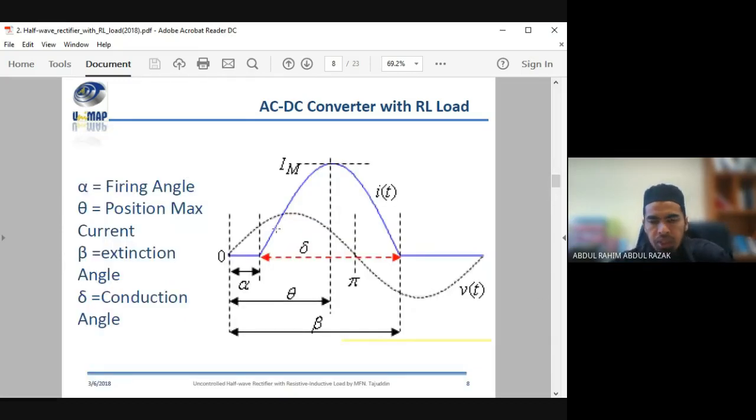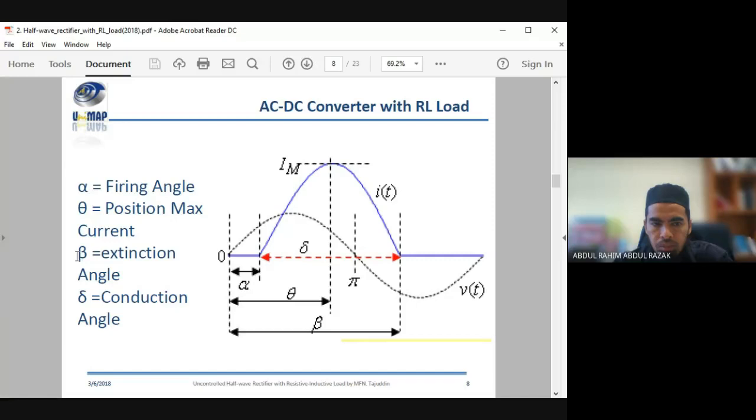So if you take a look at this snapshot of the curve, this is the input voltage of the system. Meanwhile, this is the current that flows into the load. So we are dealing with the RL load. We have a certain delay angle, the so-called firing angle or delay angle. So this is alpha, the firing angle or delay angle.